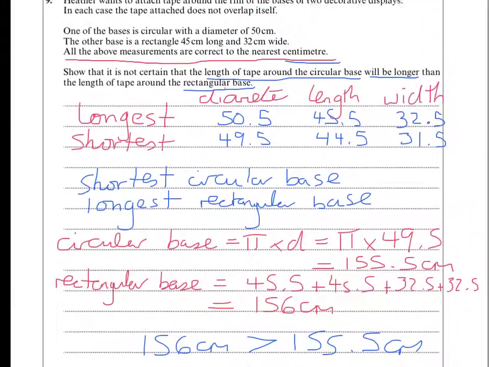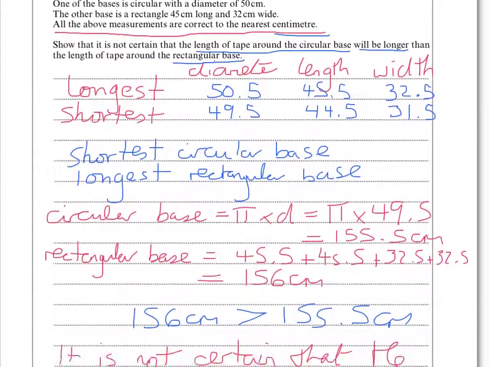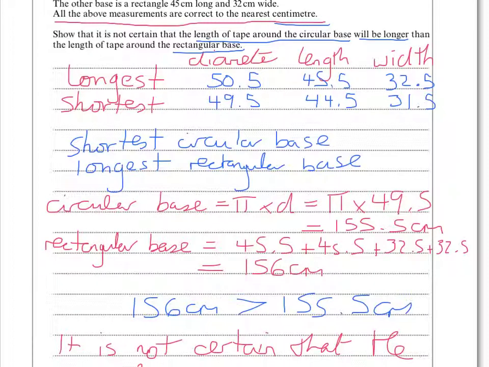So just to recap that again then, because we were told it was measured to the nearest centimetre, that meant that we'd have to work out the upper and lower bound. So the upper bound for the diameter, so the longest it could be, was 0.5 centimetres above 50, the shortest it could be was 0.5 centimetres below. Then we did the same for our length and our width, and then because they said show that it's not certain that the length of the tape around the circular base will be longer than the length of tape around the rectangular base, then we wanted the shortest circular base and the longest rectangular base, because that gave us the best chance of our rectangular base being longer than the circular base.